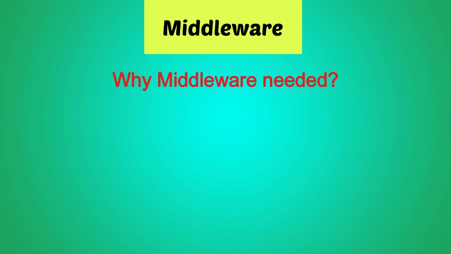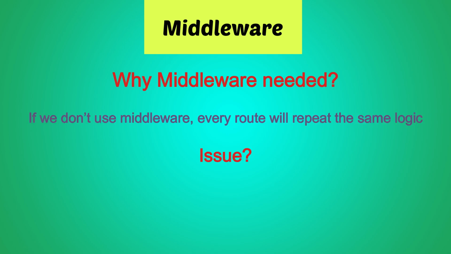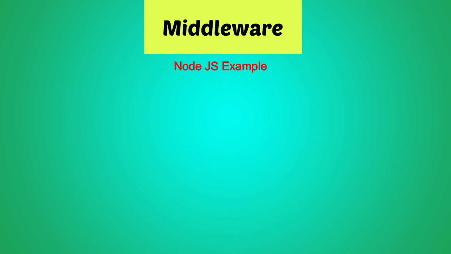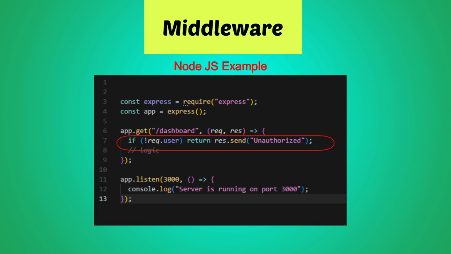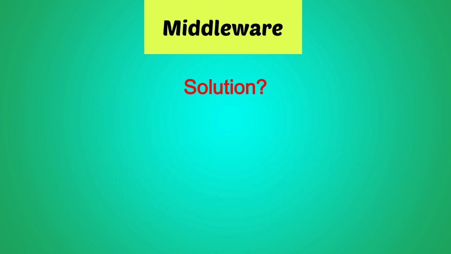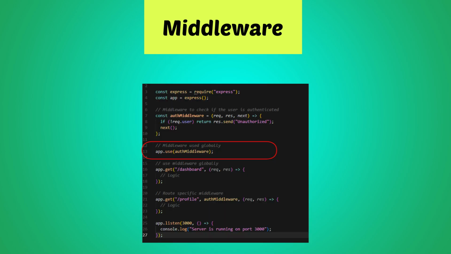Why is middleware needed? If you don't use middleware, every route will repeat the same logic. Example: without middleware, we are sending unauthorized by checking inside the route. Now, imagine we have 50 routes. So we will repeat the unnecessary code itself. Solution: middleware. Instead, we write app.use(middleware). Now authentication runs automatically for all routes.